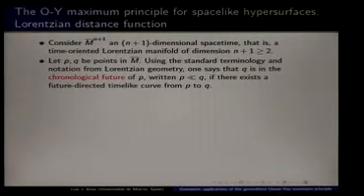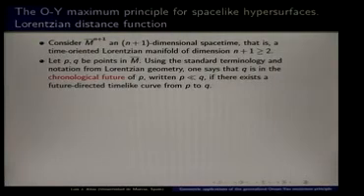We consider P and Q two points in M bar. Then, using the standard terminology from Lorentzian geometry, we say that Q is in the chronological future of P, and we write it like this, if we can reach Q from P via a future-directed time-like curve. There exists a future-directed time-like curve going from P to Q.